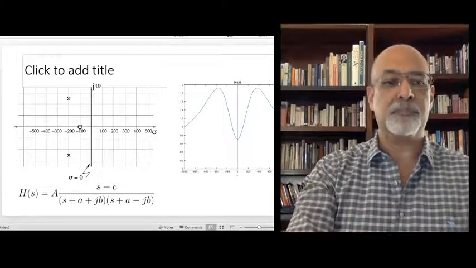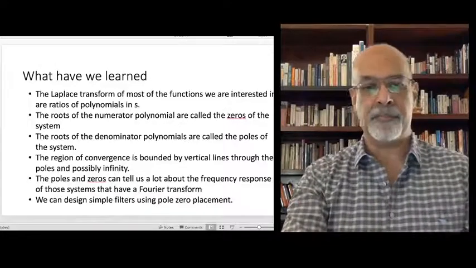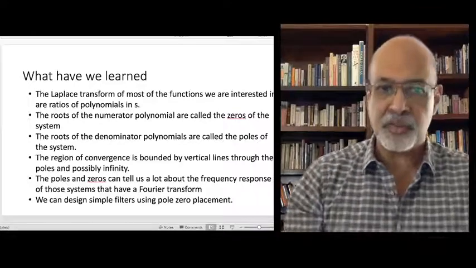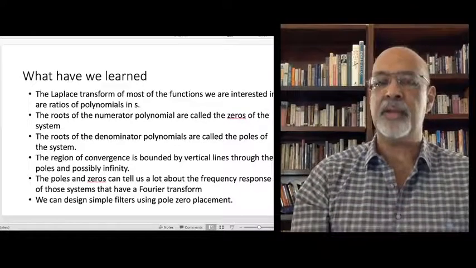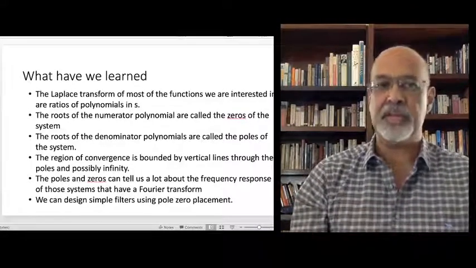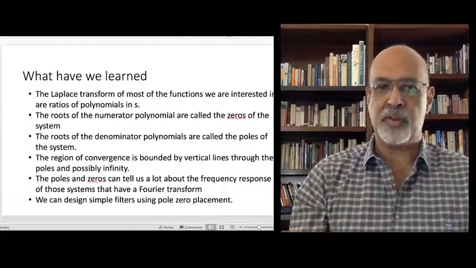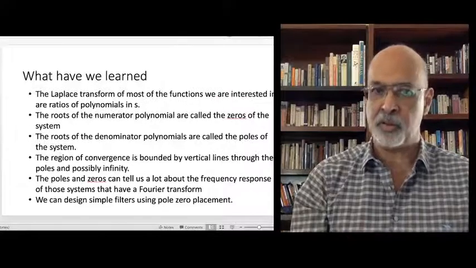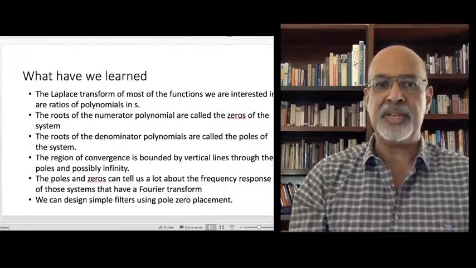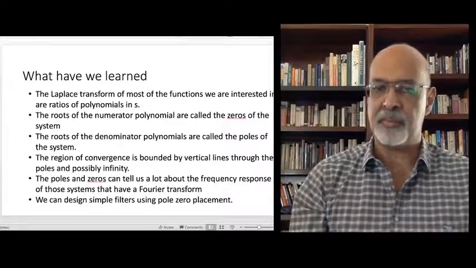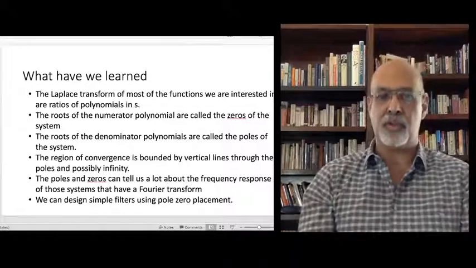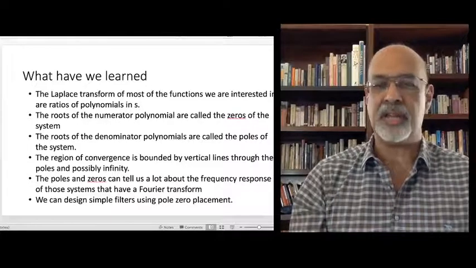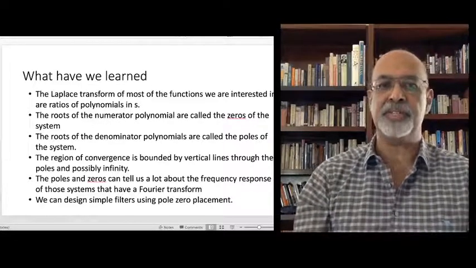Okay, so here's what we've learned. The Laplace transform, most of the functions that we're interested in are ratios of polynomials in s. The roots of the numerator polynomial are called the zeros of the system. The roots of the denominator polynomial are called the poles of the system. And the region of convergence is bounded by vertical lines through the poles and possibly infinity. And the poles and zeros can tell us a lot about the frequency response of these systems.